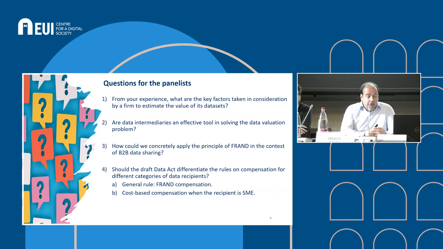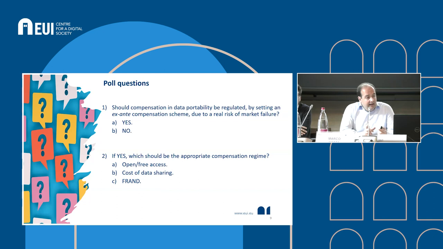So, as I mentioned before, the Data Act refers to different rules on compensation depending on the category of data recipients. The general rule is FRAND and cost-based compensation when the recipient is an SME. Does it make sense to have different rules? Can this be effectively implemented once the Data Act is approved? And last, I will also have two questions for our audience connected via Zoom. Audience which was a bit silent, I would say, during the last 2 days, so let's try to engage them.